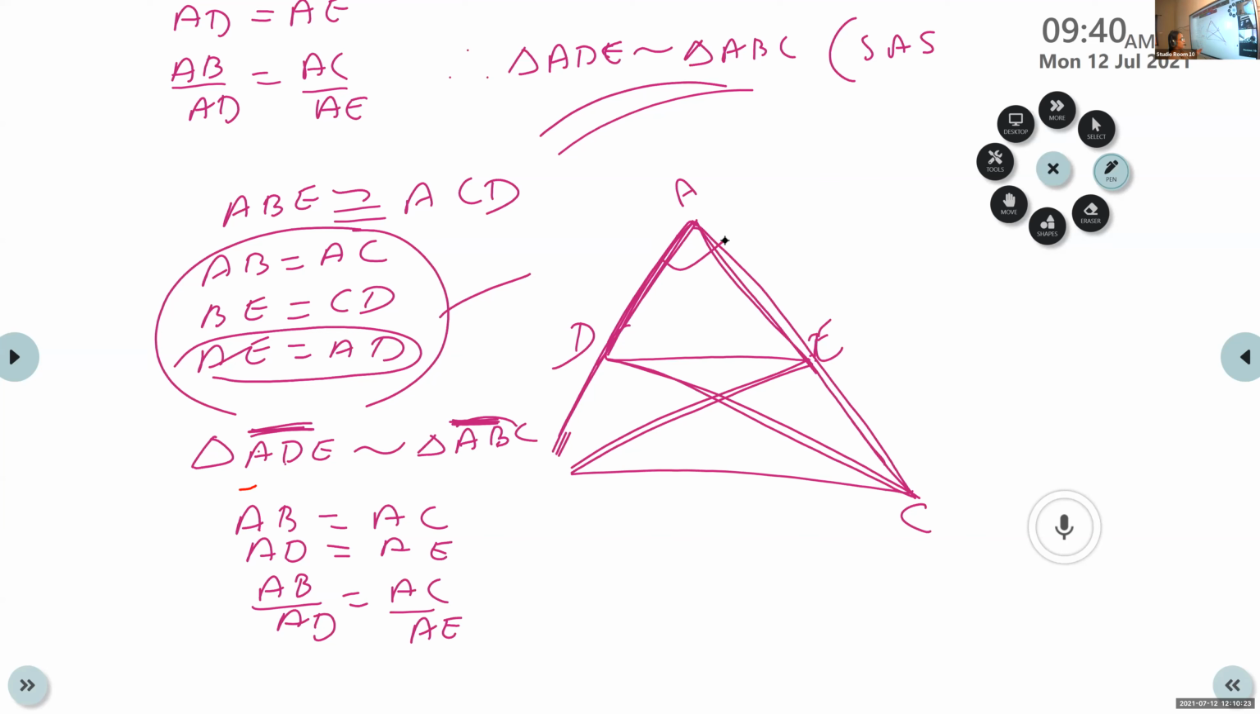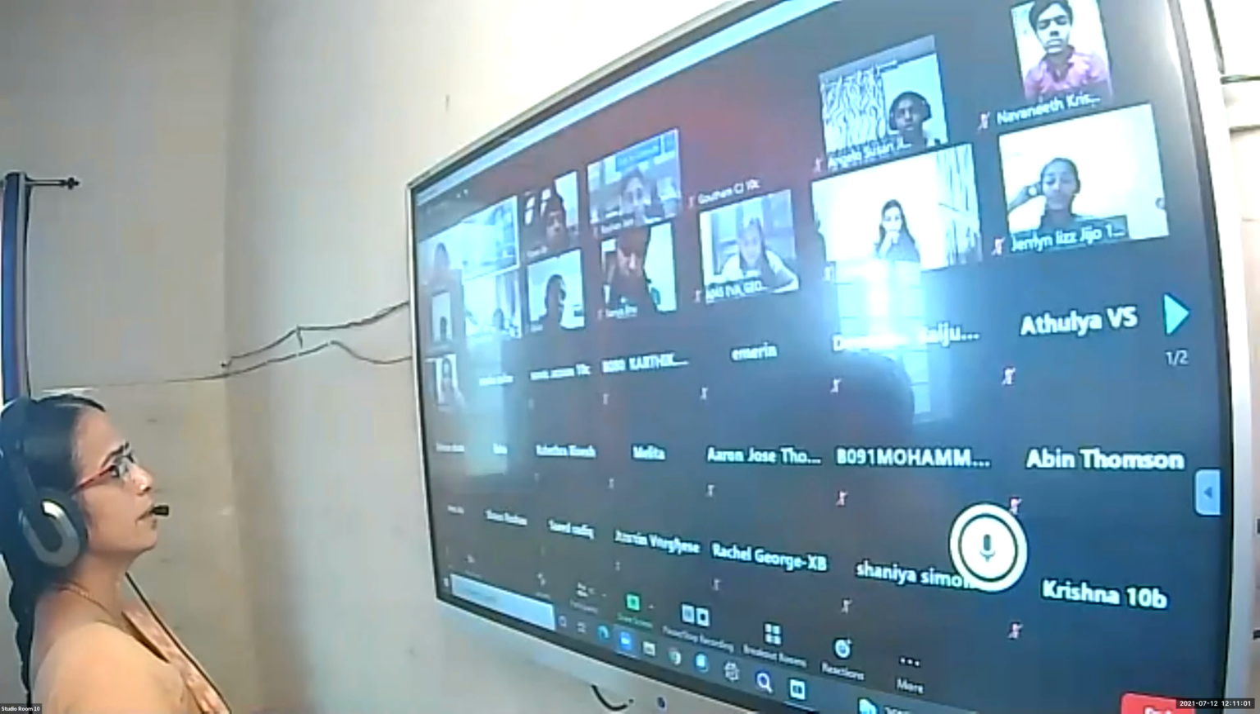So by using SAS similarity criteria. What is SAS similarity criteria? Two corresponding sides are proportional and including angle equal. Here AB by AD, AB of the whole triangle, AD of small triangle, and AC of the whole triangle, AE, they are equal, and common angle A also equal. Hence those two triangles are similar. Is it clear, all of you?